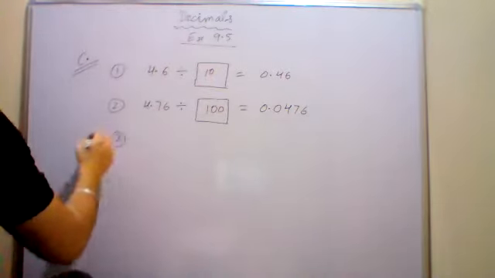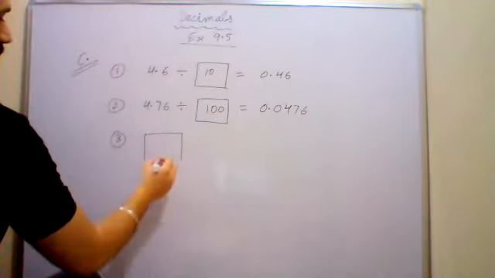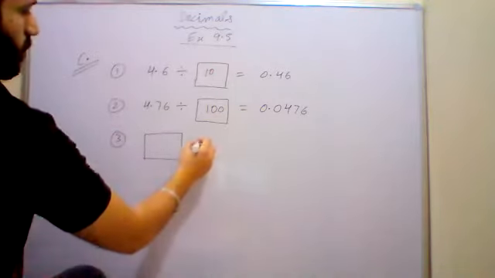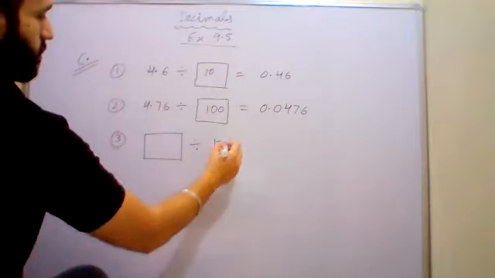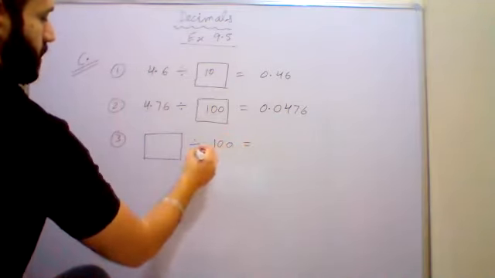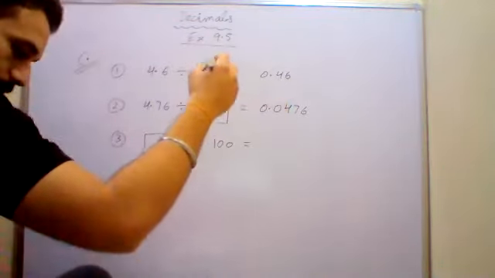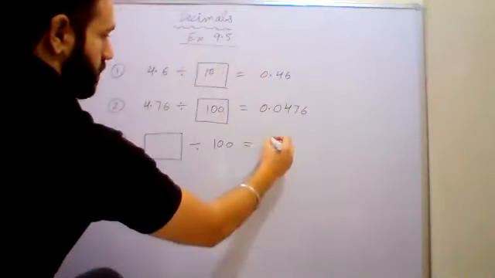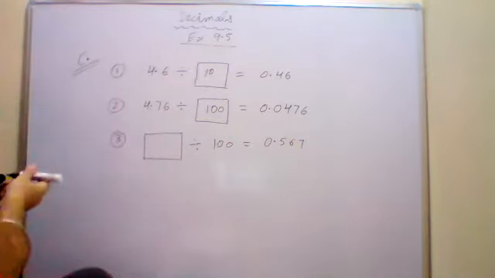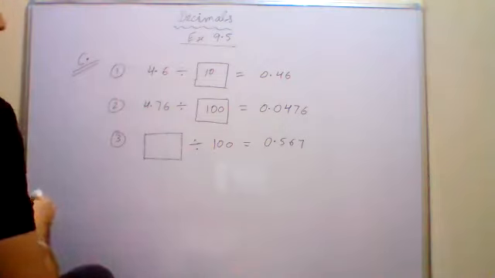Third part of the question. Which number when divided by 100 gives you 0.567? Okay, so you have to think like this.